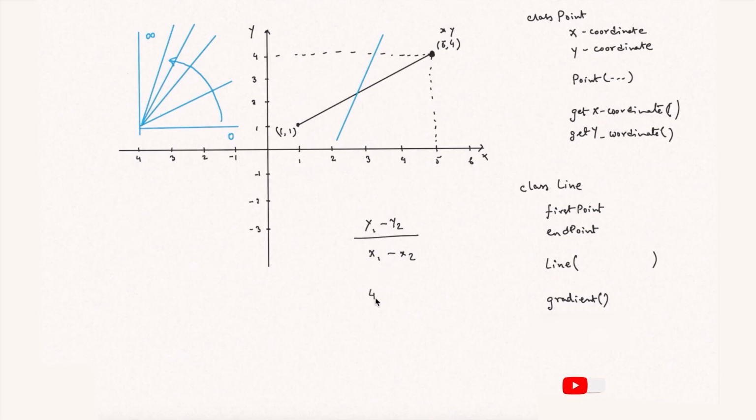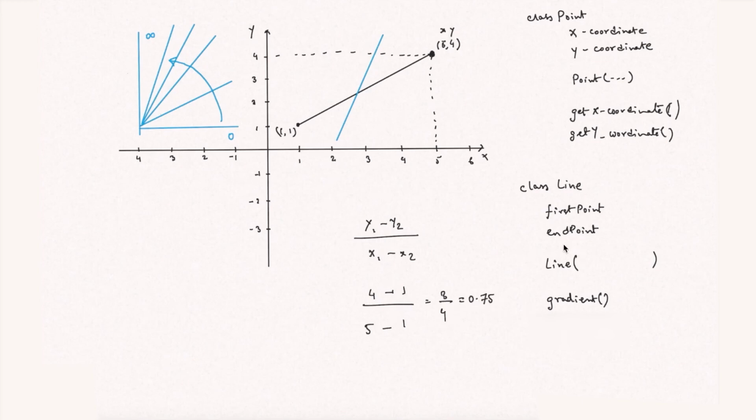So what is the difference of the y-coordinates for this line? We can say y1 is 4. So the y-coordinate for this point is 4. And the y-coordinate for this point is 1. Divided by the x-coordinate for this point is 5. And the x-coordinate for this point is 1. So that comes out to be 3 by 4, which is 0.75, right? So the gradient of this line would be 0.75.